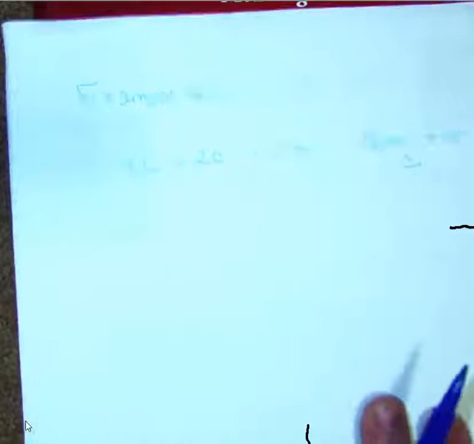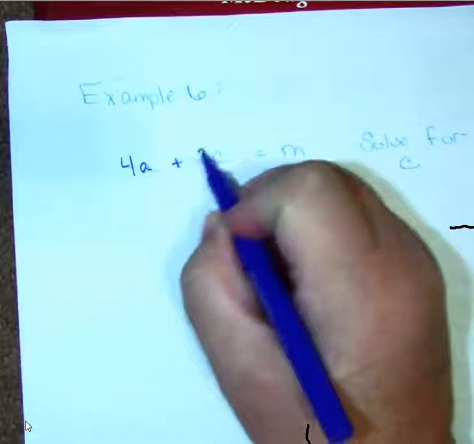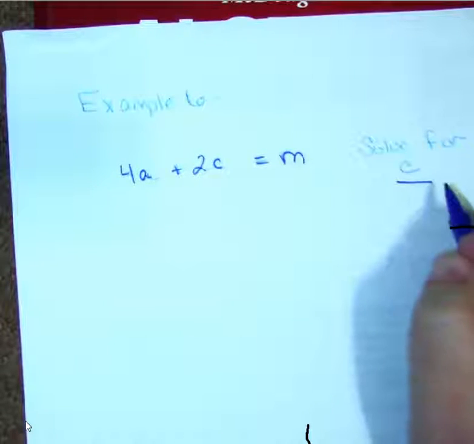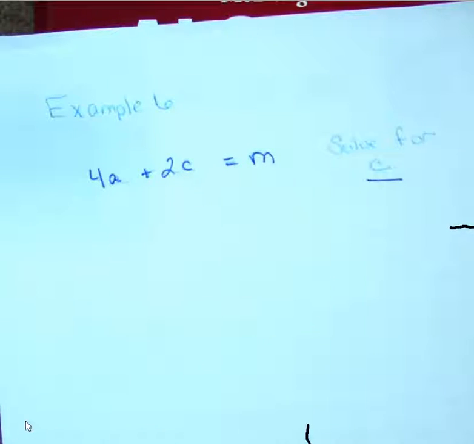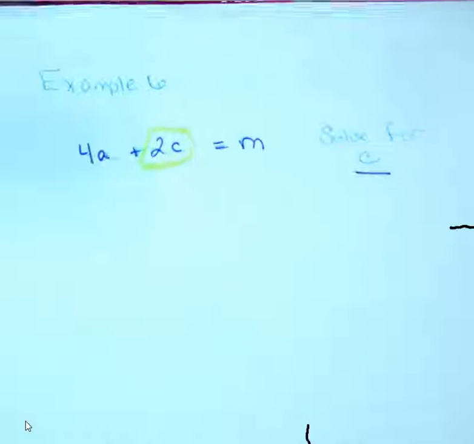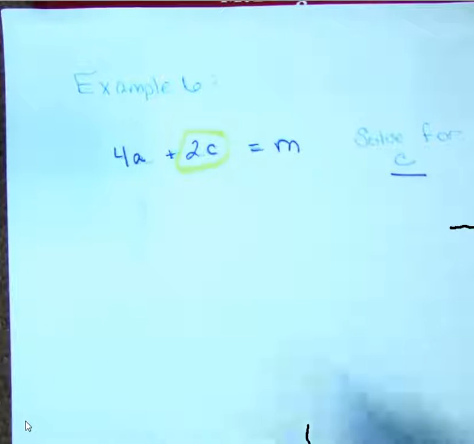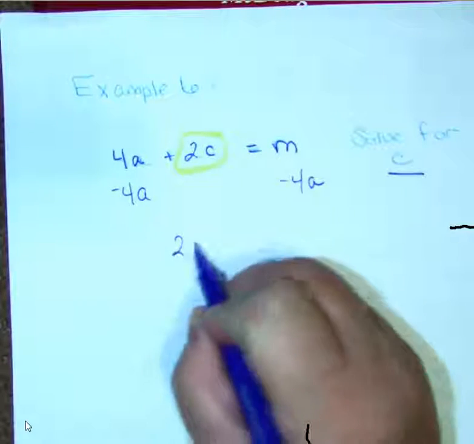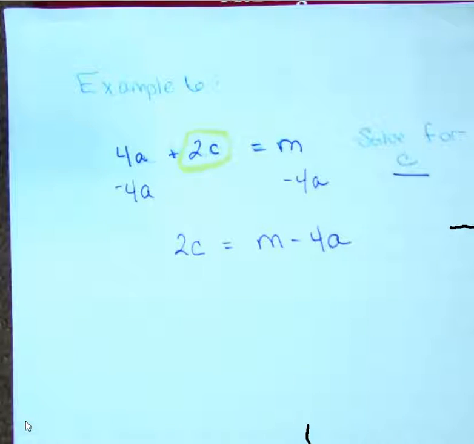All right, here's another one. This is called a literal equation. We have to solve for whatever variable is being asked. They're solving for c. So that means this is the one we have to isolate. This is the one that has to be by itself. So in order to get that by itself, we first must subtract 4a from both sides. So we're left with 2c equals m minus 4a. You can't subtract an a from an m, so it just has to stay there.